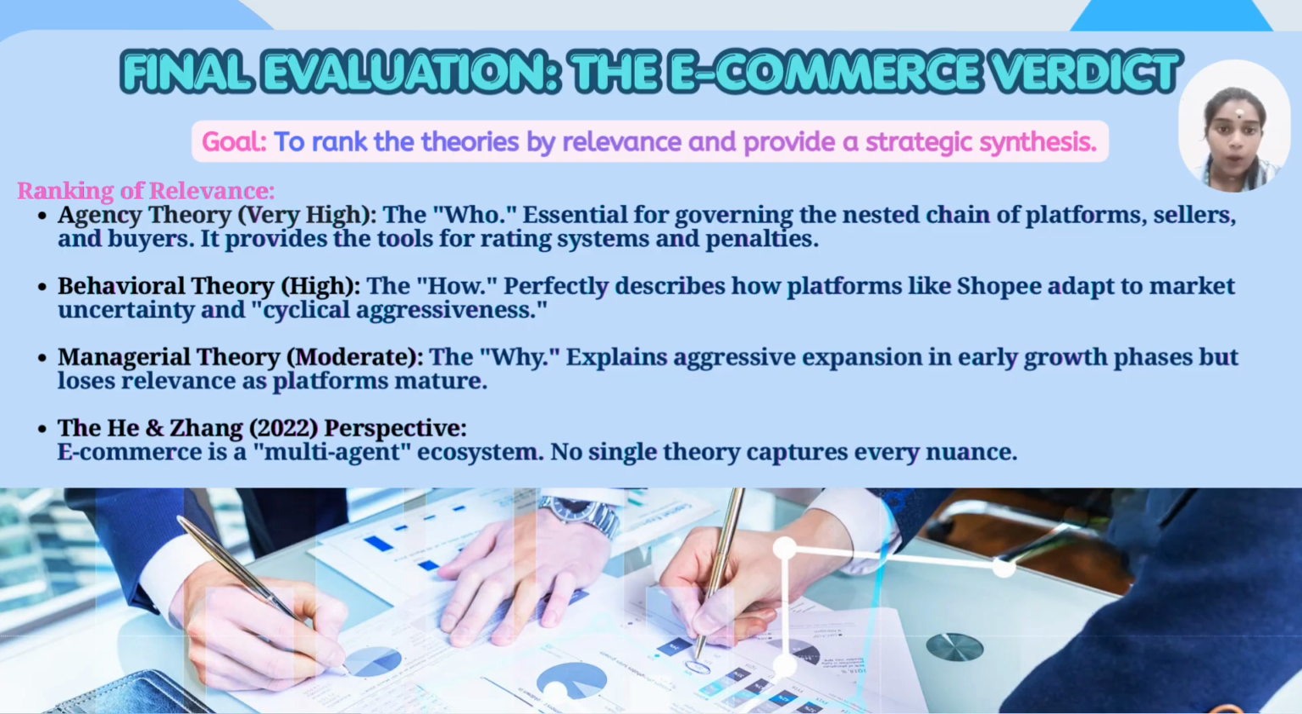This is the how. It describes how platforms like Shopee adapt to market uncertainty and stay aggressive. The third one is managerial theory, moderate relevance. This is the why. It explains early aggressive expansion but loses relevance as these platforms mature. As Ee and Zhang noted in 2022, e-commerce is a multi-agent ecosystem, and while no single theory is perfect, together they give us a full strategic view.